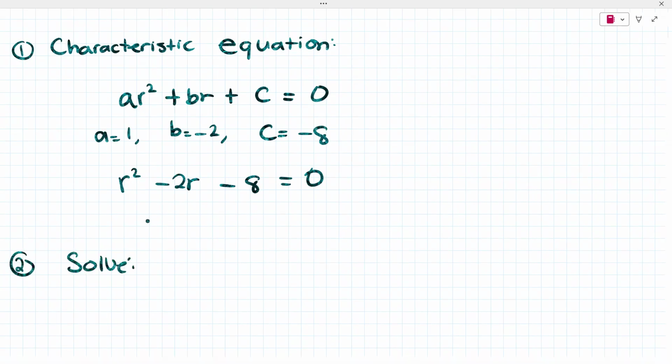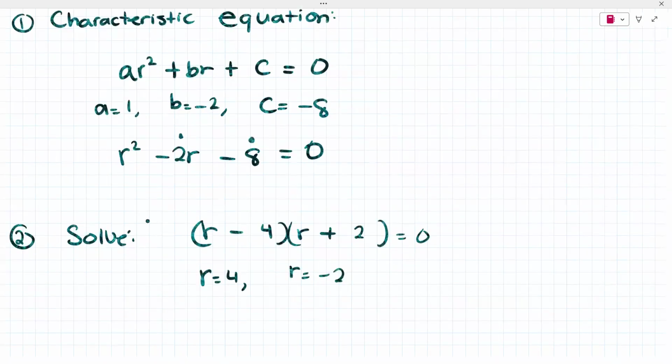So just factor this out. Well, you can set it to 0 first. Well, we did. Now we just have to factor it out. I think it factors out nicely. It's r, what two numbers multiply to -8 and when added give you -2? Maybe like 4 and 2. And this is -4 and this is +2. So my r is +4 and my r is -2.